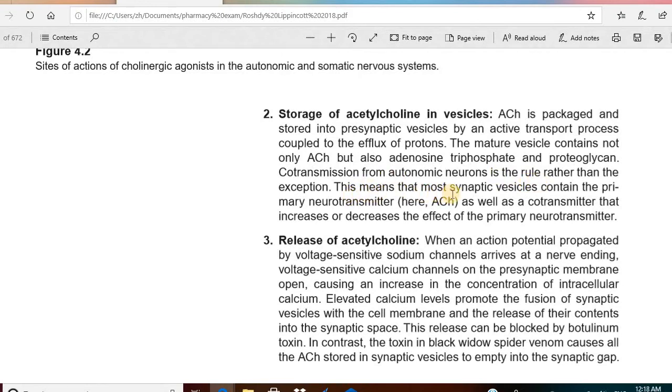This means that most synaptic vesicles contain the primary neurotransmitter, acetylcholine, as well as co-transmitters that increase or decrease the effect of the primary neurotransmitter.